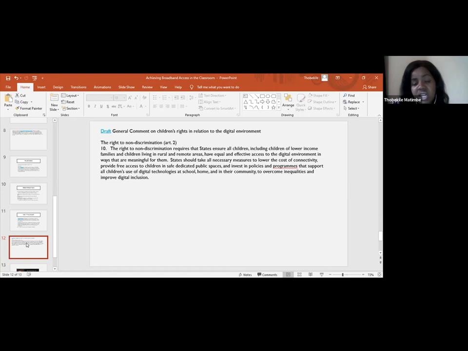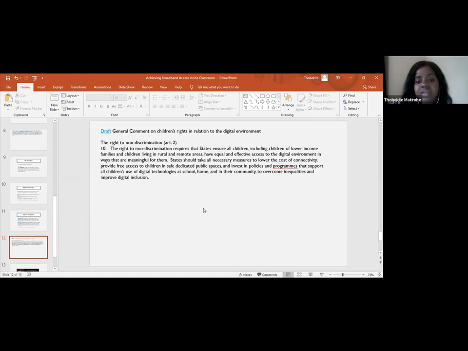So you find that it proposes, in response to Article 2 of that convention, the right to non-discrimination, which requires that states ensure all children, including children of lower income families and children living in rural and remote areas, have equal and effective access to the digital environment in ways that are actually meaningful for them.